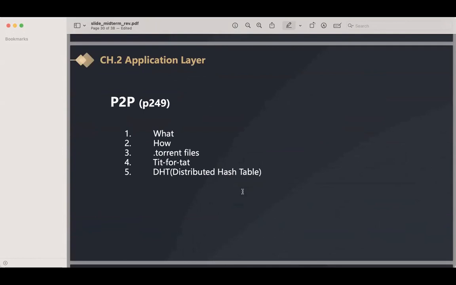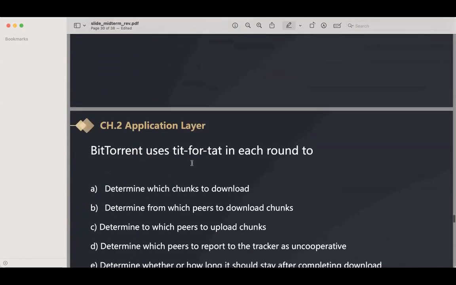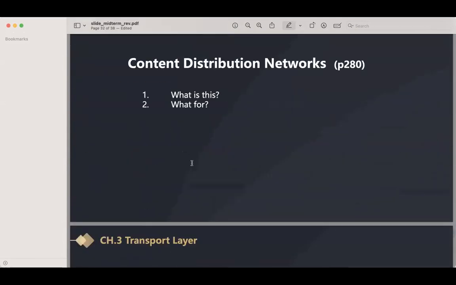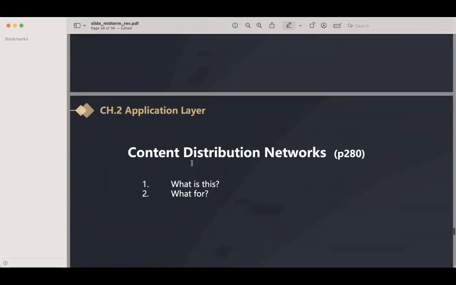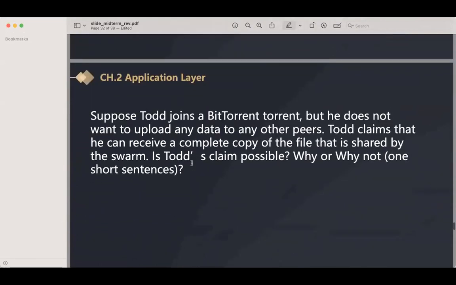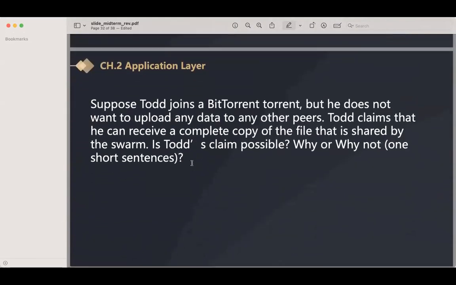Okay, so the next part is P2P. In P2P, we usually test the tit for tat. Do you have any idea what tit for tat is? I don't know, we don't have any question here. Yeah, it's this one.